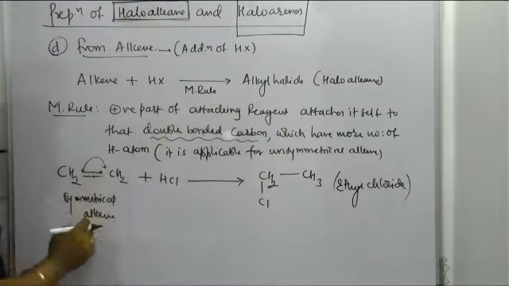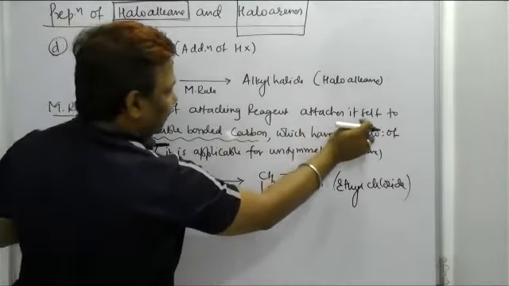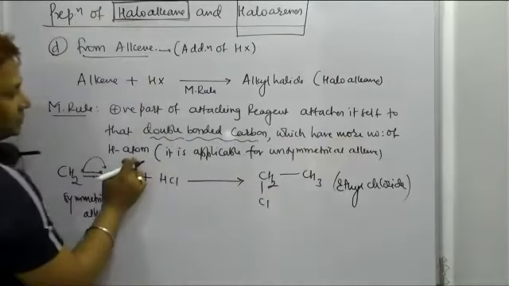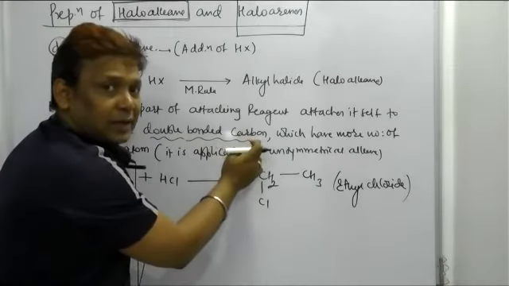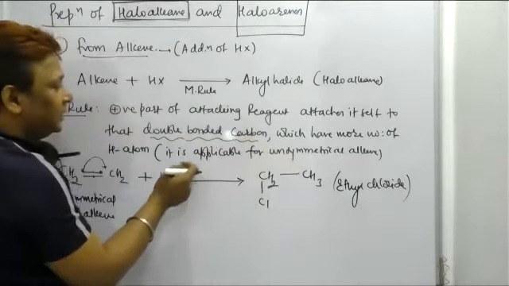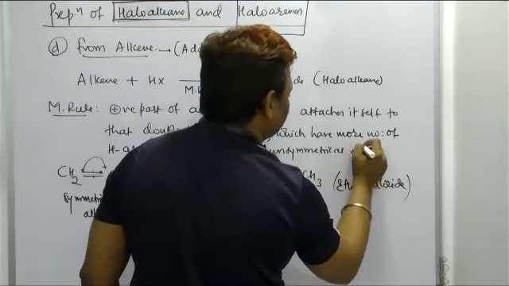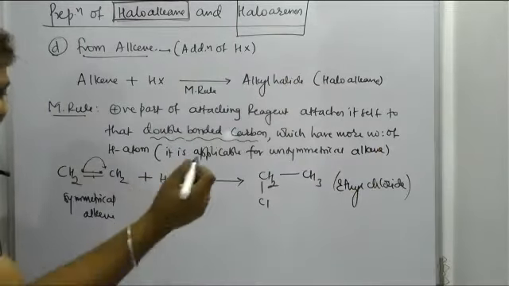It is my definition: the positive part of the attacking reagent attaches itself to that double bonded carbon which has more number of hydrogen. So beta, that positive part will attach to that double bonded carbon which has more hydrogen, and it is applicable for what? Unsymmetrical alkene. Sir, what is a symmetrical and unsymmetrical example here?